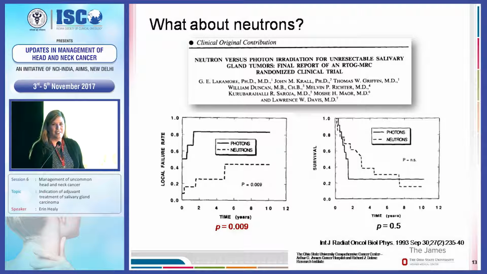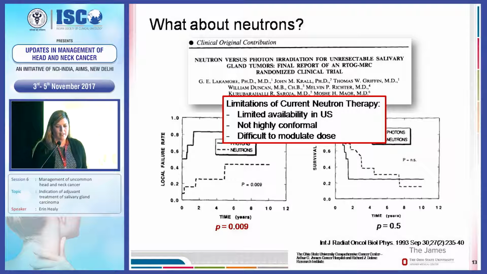Anyone that's talking about salivary glands will talk about this trial, which is the only randomized trial in salivary glands, and looking at neutrons. And as you can see here, photons versus neutrons, local control, this is local failure rate over here, was significantly less than it was with photons. And this is for unresectable, by the way. And as you see here, overall survival, however, was not shown to be significant.